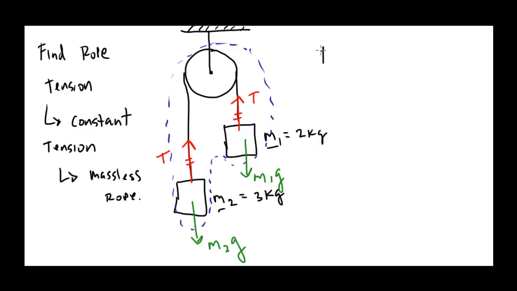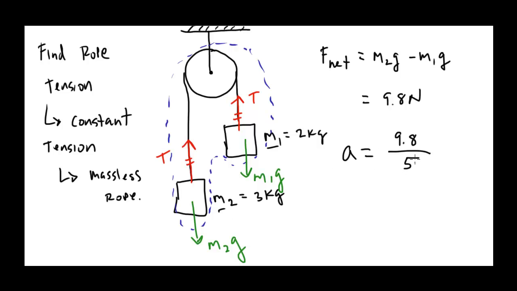So the net force, what is the net force then? Well, the net force is going to be the difference between M2G and M1G. Even though both of these arrows are pointing down, don't be tempted to add them. They're oppositional, they're fighting one another. So the net force is just going to be M2G minus M1G, which is 3 times 9.8 minus 2 times 9.8, or simply 9.8 newtons. So the acceleration then is 9.8 newtons divided by the total mass, which is this 5 kilograms. What's that going to be?